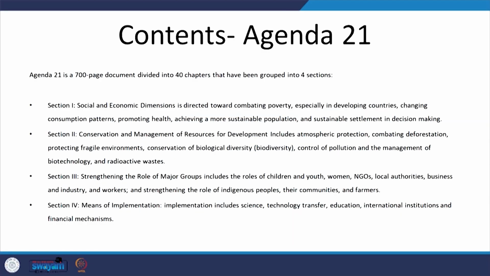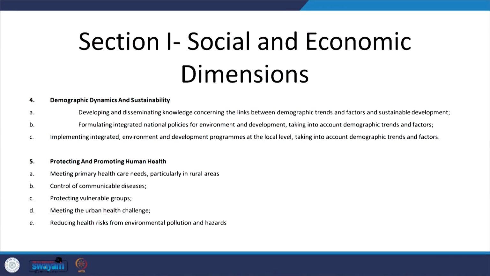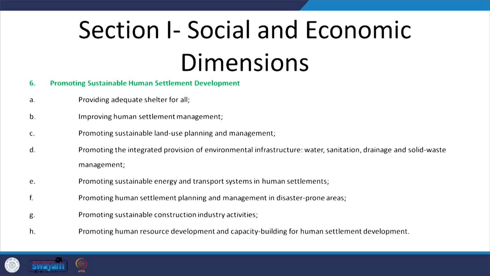The next agenda was protecting and promoting human health: meeting primary healthcare needs, and controlling communicable diseases, where research from one country has helped control communicable diseases in underdeveloped and developing countries and among underprivileged communities. Protecting vulnerable groups which are vulnerable to a lot of damage, meeting the urban health challenge, and reducing health risks from environmental pollution and hazards were all part of improving health.